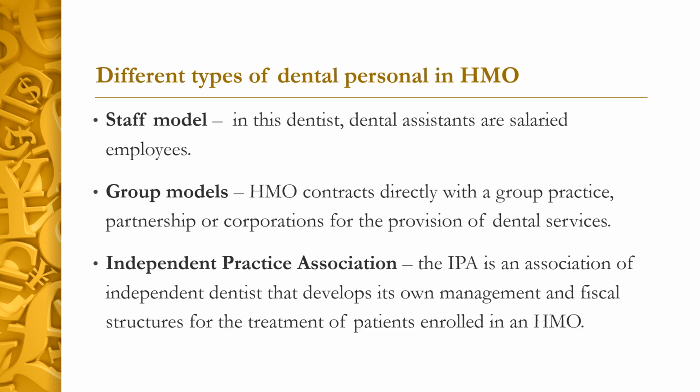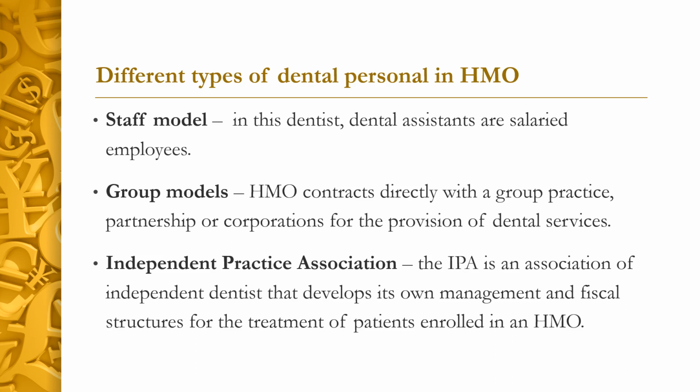In the group model, the HMO contracts directly with a group practice, partnership or corporation for the provision of dental service. The group concerned receives a regular capitation premium from the HMO, that is Health Maintenance Organization. The payment to the individual dentist is usually not affected by the Health Maintenance Organization contract, though the amount may be. The third model is the Independent Practice Association, that is the IPA.